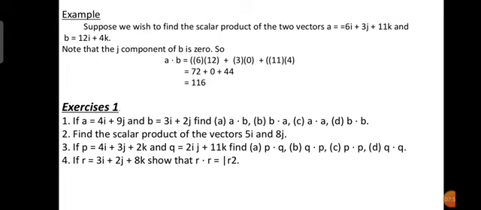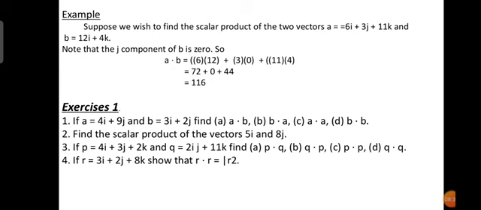If A is 6i plus 3j plus 11k and B is 12i plus 4k, then here the j component is 0. So A dot B is 6 into 12 plus 3 into 0 plus 11 into 4. So we get 116 as the answer. This is the example, and you have been given exercises, so just work out these exercises also.